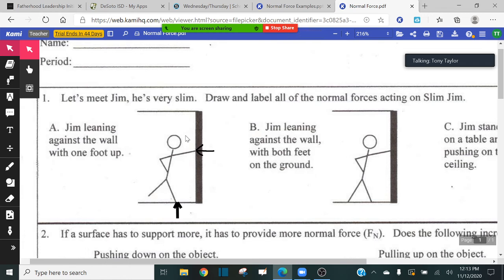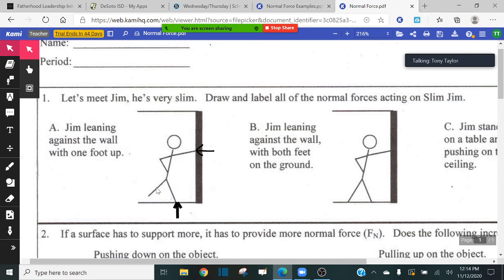Now, guys, whenever you're working on these problems, look very closely at the object that it's telling you to focus on. For example, if it told you to draw the normal forces acting on the wall, then you would draw the normal force acting in the opposite direction, to the right, because Jim is in contact with the wall and pushing on it in that direction. But in this particular example, it asks for the normal force acting on Jim. So even though there are normal forces acting on the wall and on the floor, we are concerning ourselves with the normal forces acting on Jim.